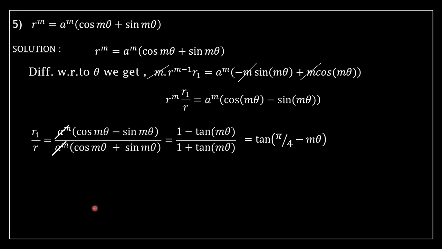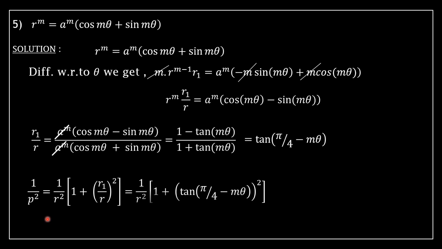Substituting the ratio in the equation, 1 by p square is equal to 1 by r square into 1 plus r1 by r whole square, so that the equation reduces to the form 1 by r square into 1 plus tan square pi by 4 minus m theta. What is 1 plus tan square theta, students? 1 plus tan square theta is nothing but secant square theta, right? So just observe here, 1 plus tan square pi by 4 minus theta, so I can write it as secant square pi by 4 minus theta. Anyways, I have to eliminate theta over here from the given expression to get the required pedal equation.